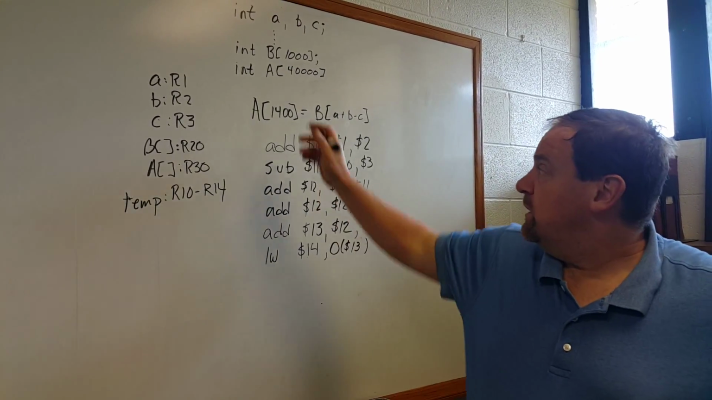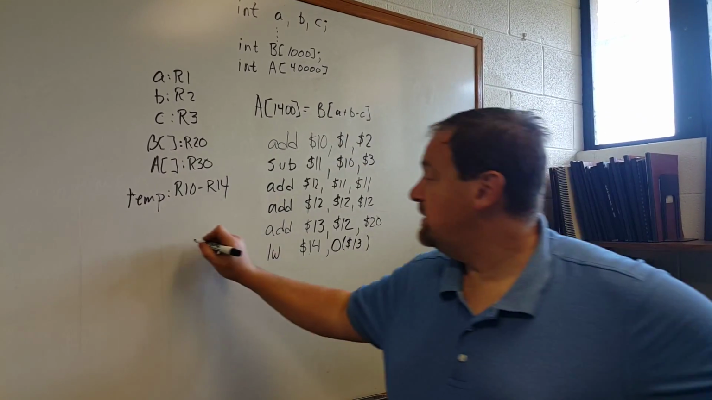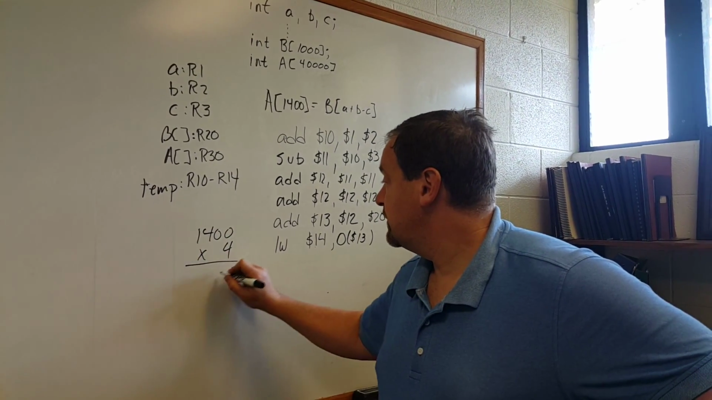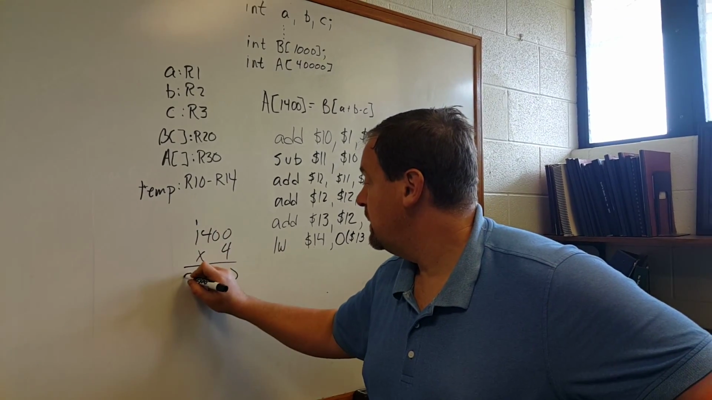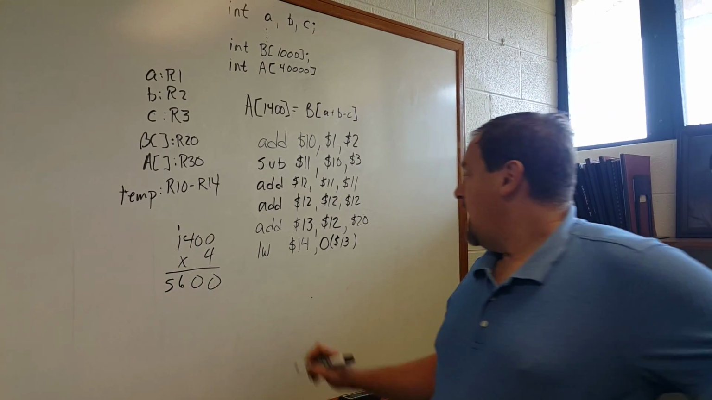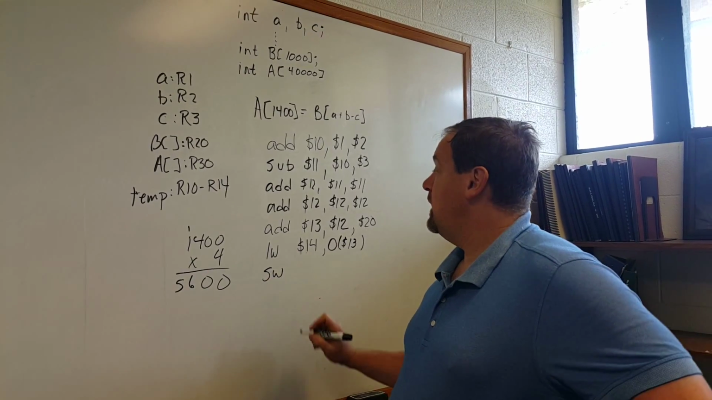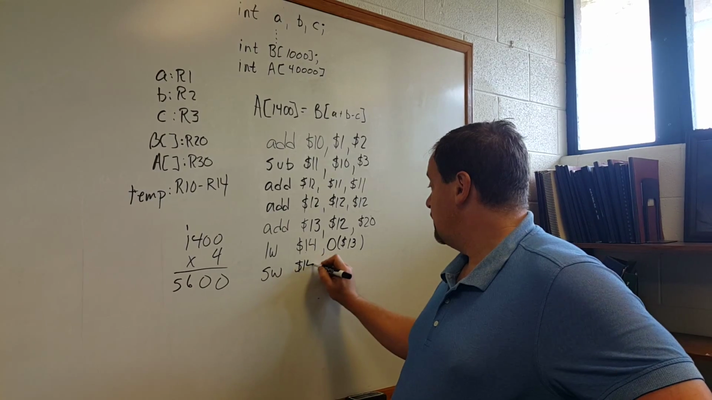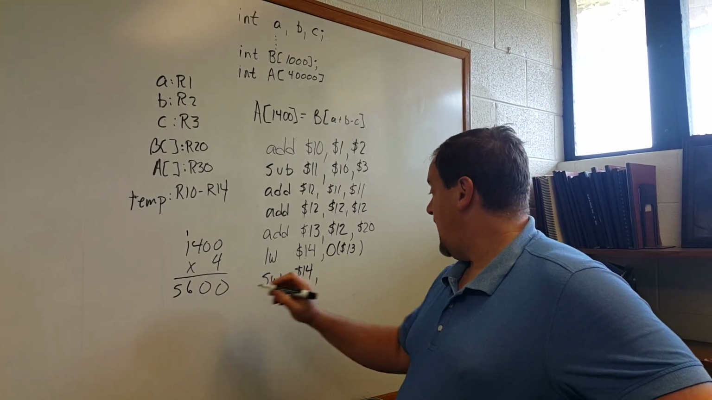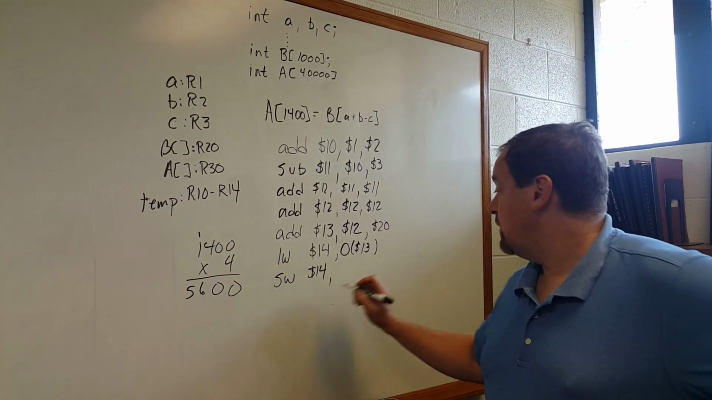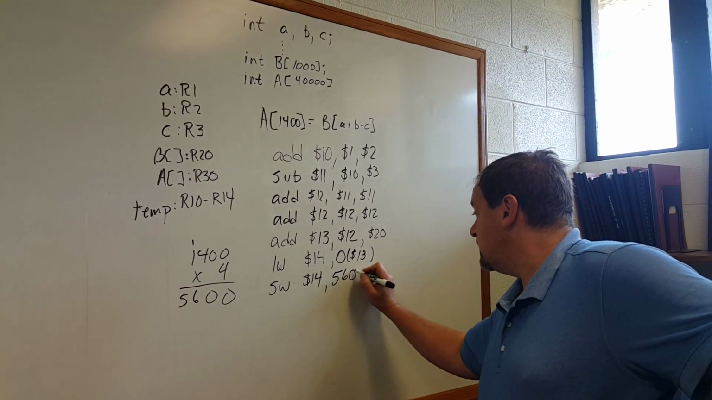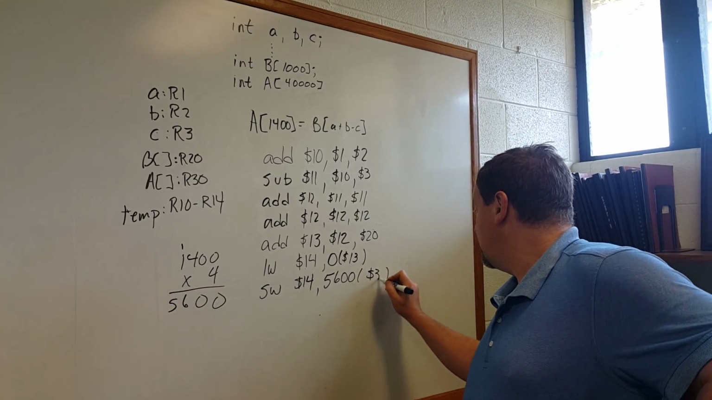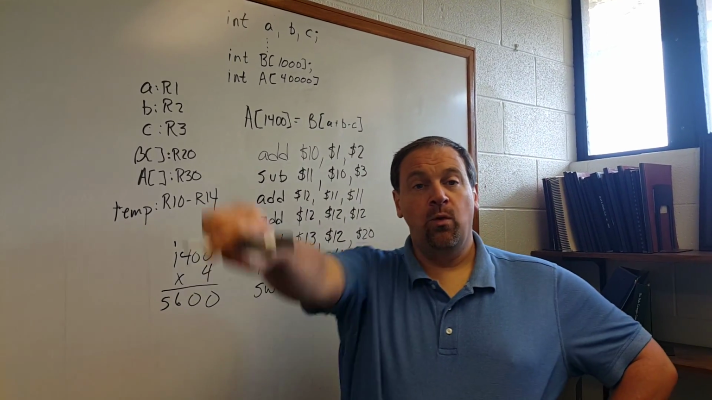But there's no variables in A, there's just 1400. So we're going to need to take 1400 times 4, that's going to give us 0, 0, 16, carry the 1, 5600. And we can directly do the store word, and we want to store what's contained in our R14, and then our constant offset, we don't have to do any monkeying around. And what's the base of A? R30. Will out.